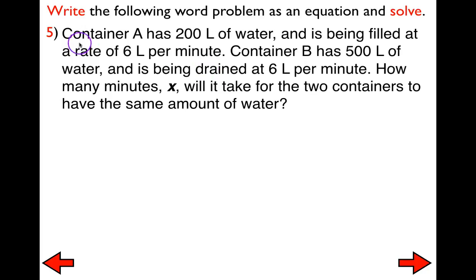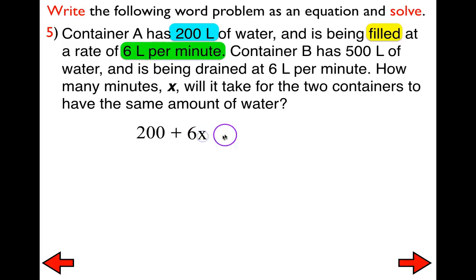Well, I'm going to look at container A. It has 200 liters of water, so I think that's important because that's how much it has right now. So I'm going to go ahead and write 200 liters, but it's being filled. Okay, so if a container is being filled, I am adding more water to it. So I'm going to go ahead and put add. Since it's being filled at a rate of 6 liters per minute, okay, since they're asking me to use x as minutes, I'm going to do 6 times x, because depending on how many minutes go by will determine how much water is being added, since that is the rate. So I'm going to put 6x.